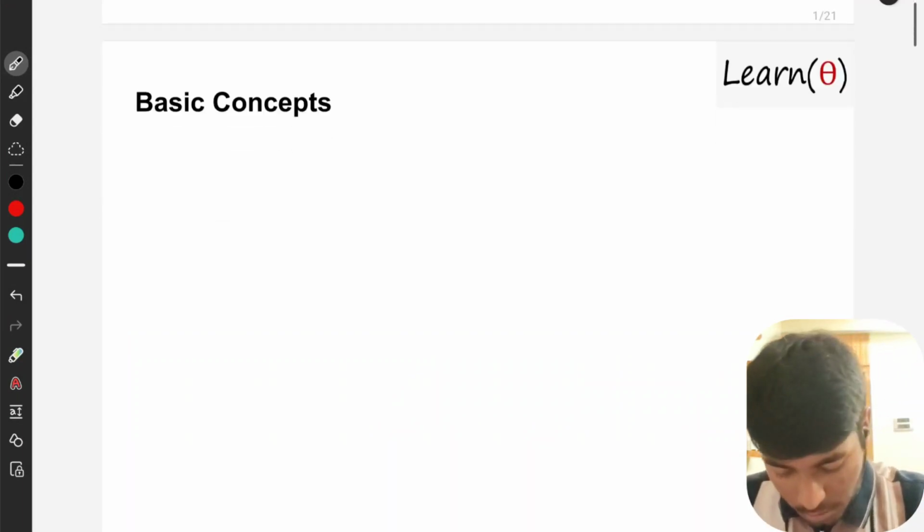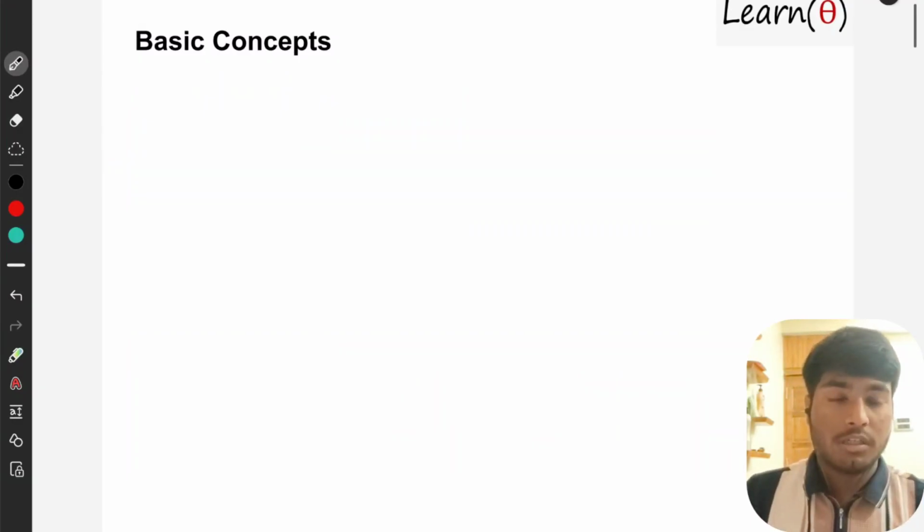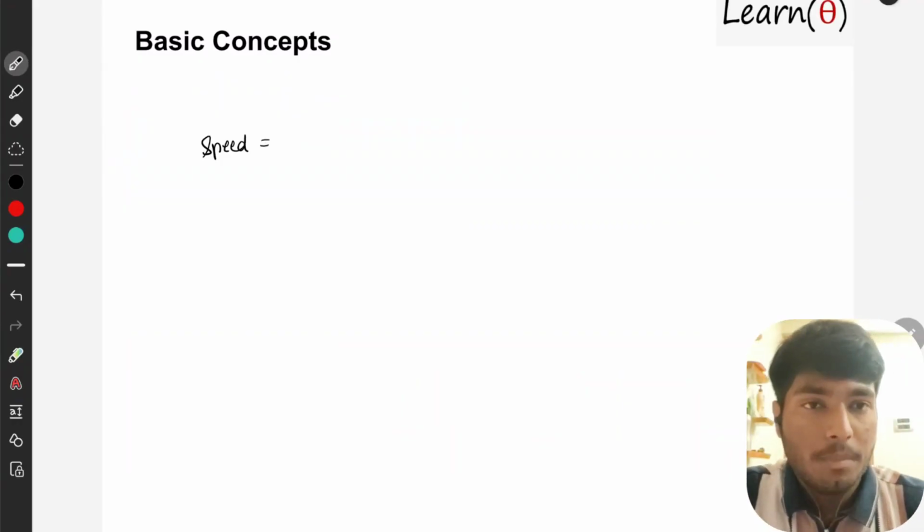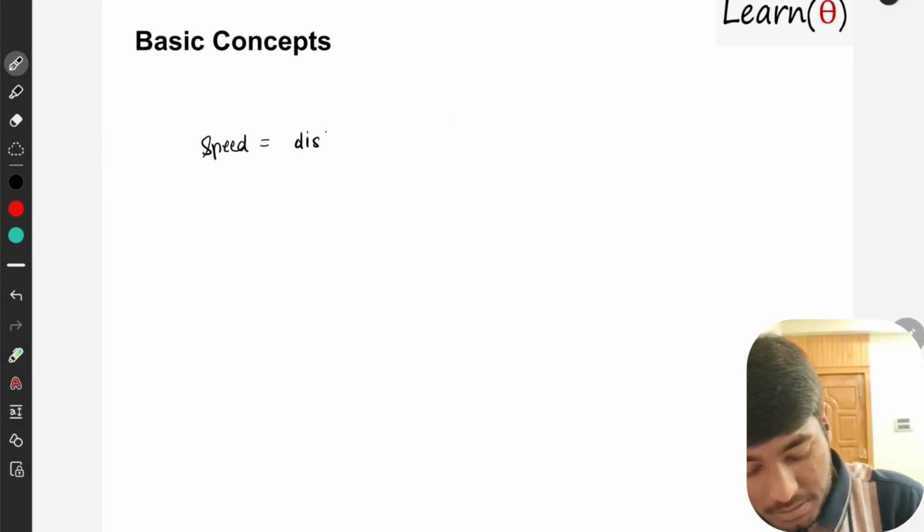So let's begin. First, understand the general definition. We have to know about speed. What is speed? Basically, speed is defined as distance traveled per unit time. Distance traveled per unit time, that is known as speed.